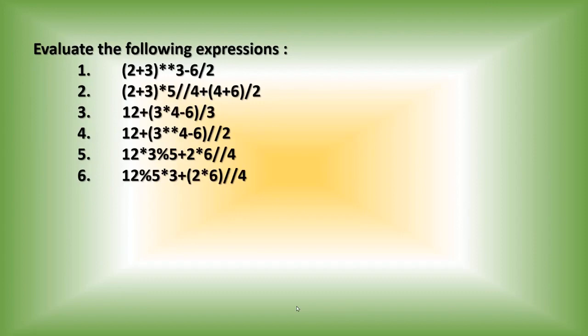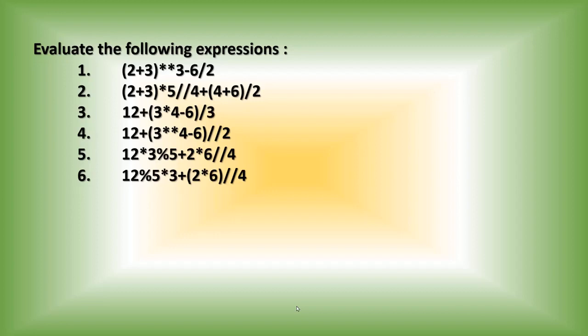See that the first one, evaluate the following expression. Already I told you that bracket has the high precedence. So bracket will be done first. And the next high precedence is exponentiation. After the bracket, the next precedence goes to exponentiation. And the next precedence is your into, division, integer division, and the remainder. All these four has the same precedence. After that only plus and minus has the precedence.